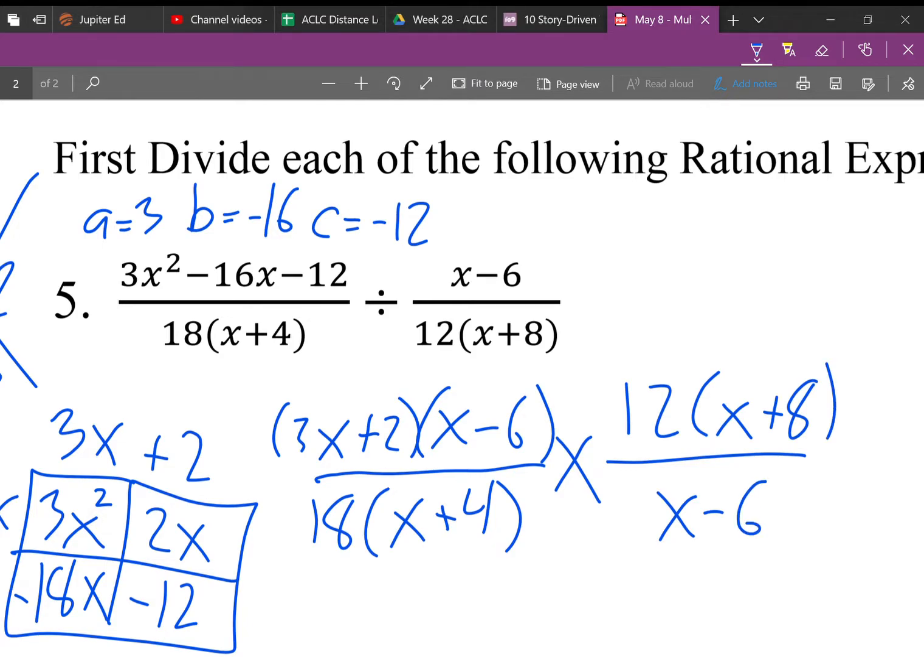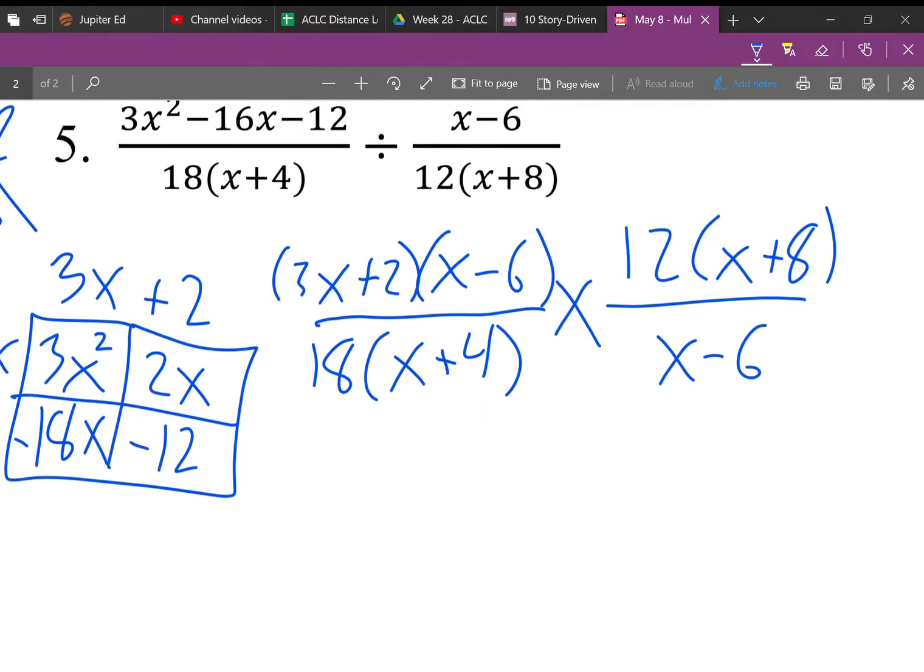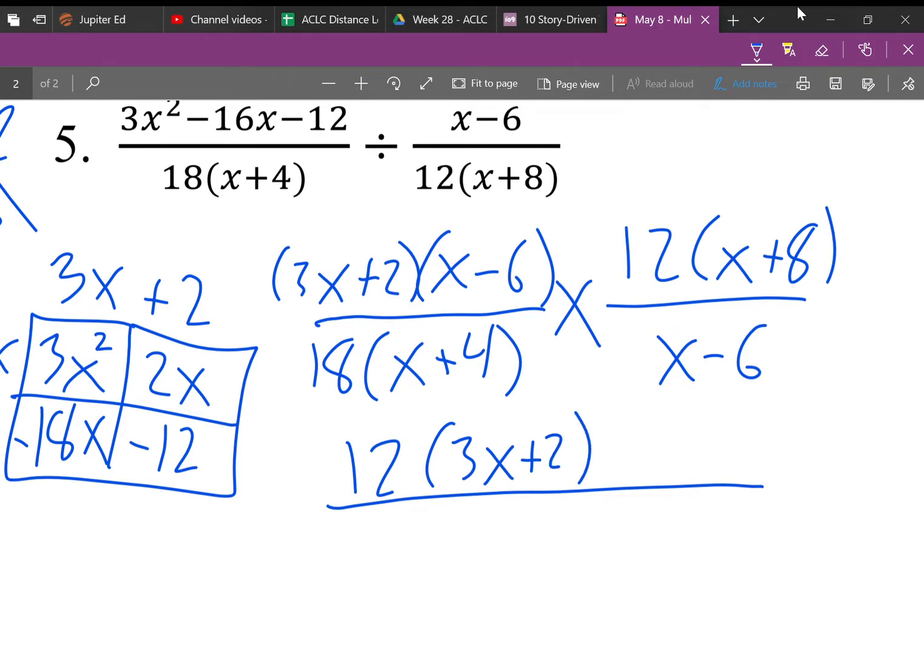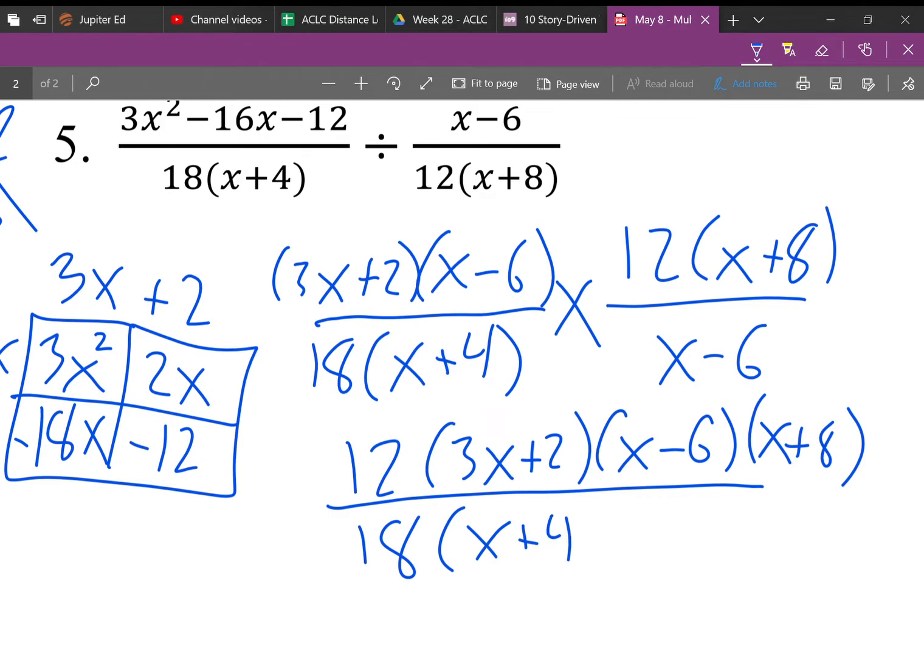Alright, now that it's multiplication, we can put this all over one long division bar. We are going to move that 12 to the front, and then the binomial is 3x plus 2. We have x minus 6 and x plus 8. On the bottom, the 18 is already in front. We have x plus 4 times x minus 6.